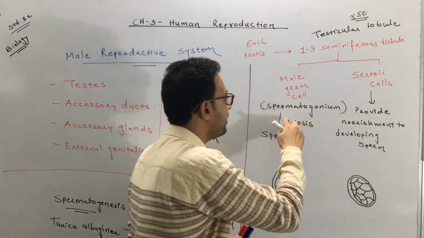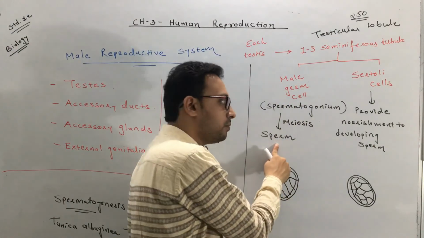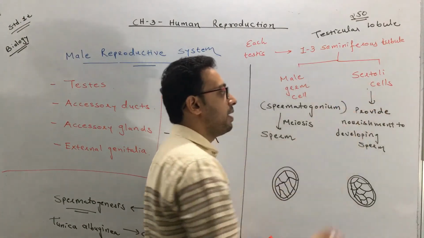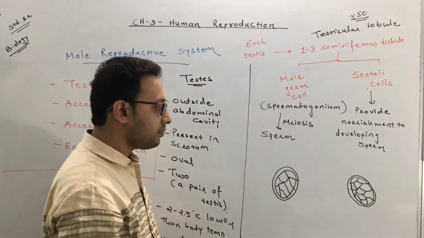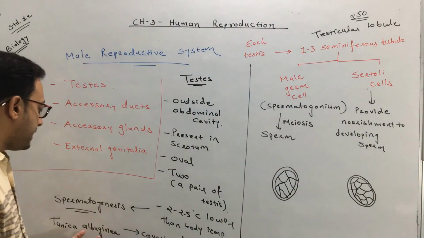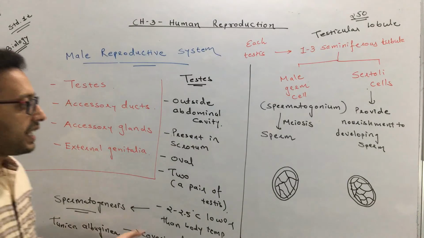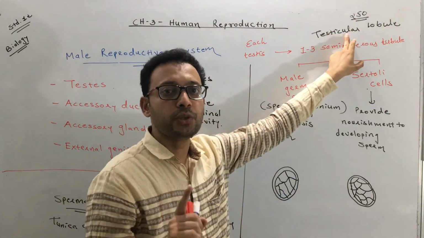Clear? So when the spermatogonium or the male germ cell is converted into a sperm, it needs nourishment or nutrition, and that nutrition is provided by a Sertoli cell. Okay? So again I repeat, the testes are covered by a covering called Tunica Albuginea that extends inward and forms 250 testicular lobules.